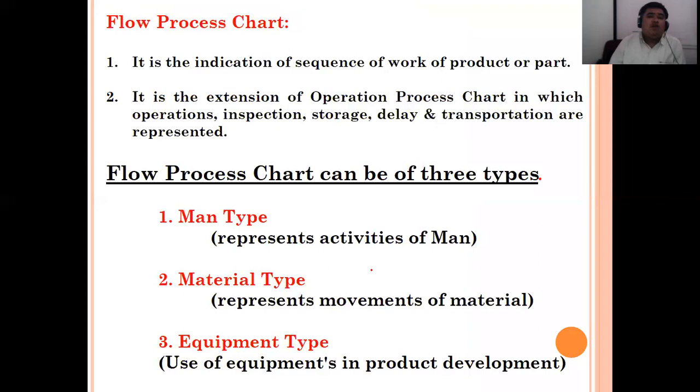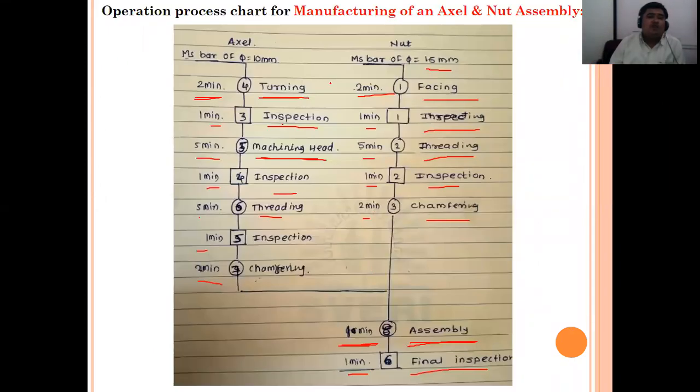So what is the total time of this particular operation? 2 minutes plus 1 minute, 3 plus 5, 8 plus 1, 9, 11, 11 plus 2, 13, 14, 19, 20, 25, 26, 27, 28, 38, 39. So 39 minutes are required for this particular process. That means when you start this process, after 39 minutes you will get one axle and nut final assembly product.